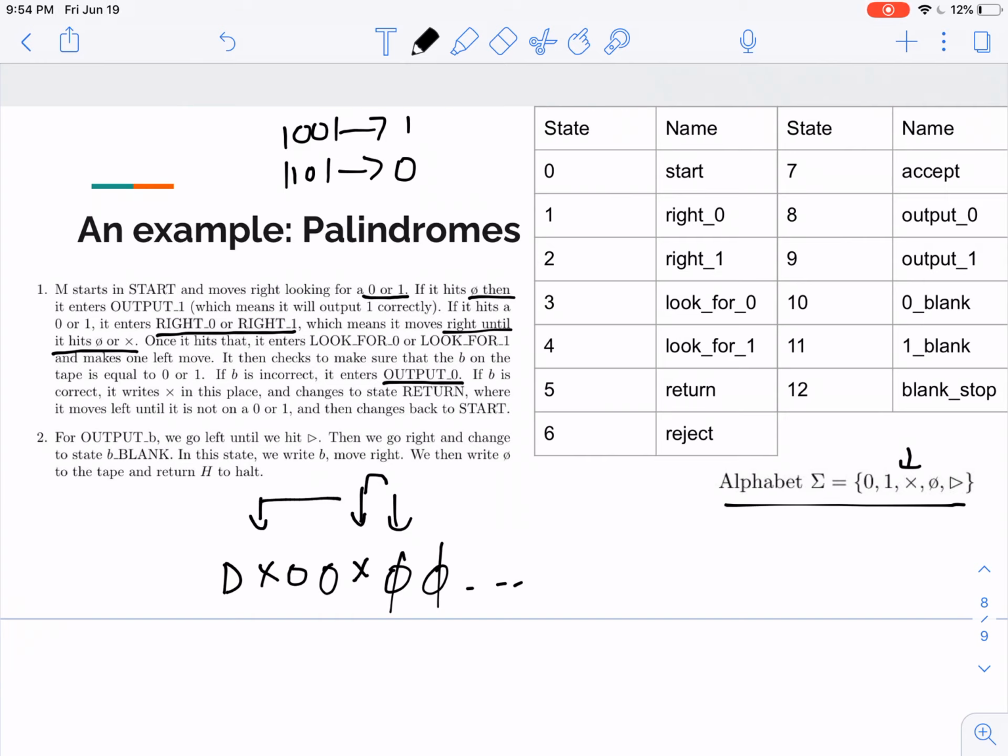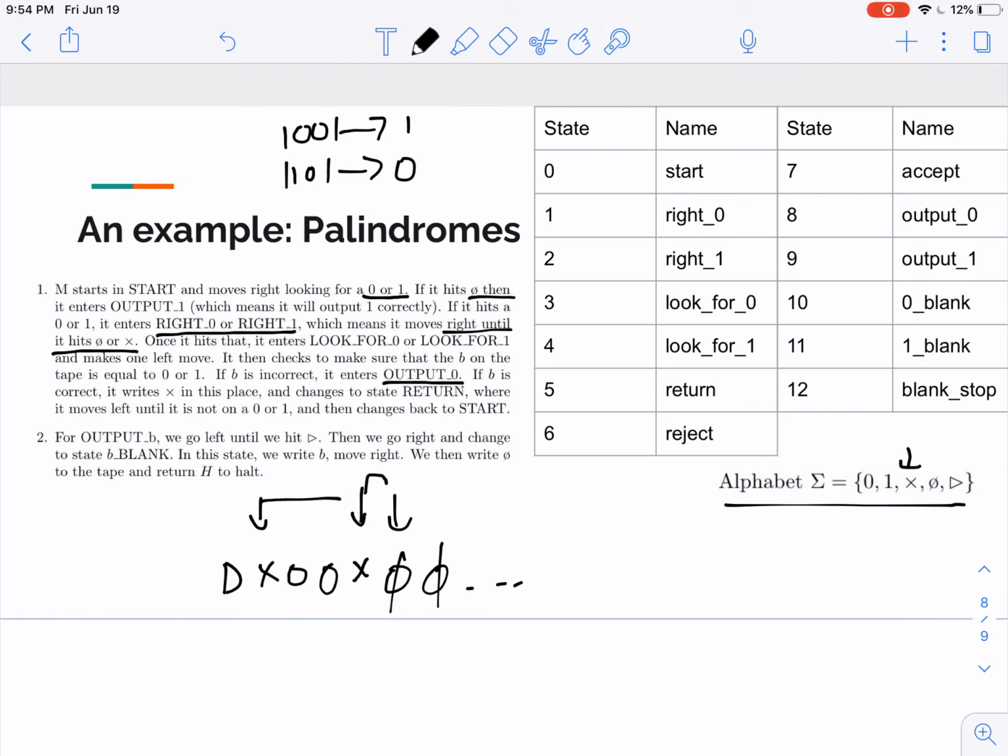And so now we see what this is doing. Basically, we're grabbing the first element, then we're checking to make sure that the last element is the same thing. We're going to erase those both as match symbols. Then we're going to go to the second element, and check to make sure that's the same as the second to last element. This will maintain and make sure that we have a palindrome. And so that's sort of the intuition behind what the Turing machine is doing.